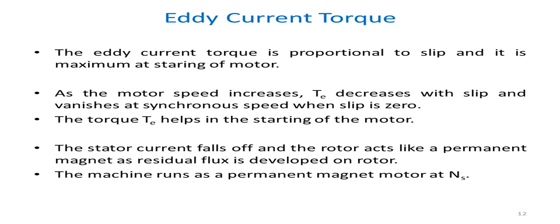The stator current falls off and the rotor acts like a permanent magnet as residual flux is developed on the rotor. The machine runs as a permanent magnet motor at synchronous speed. So because of the large size rectangular shape BH curve or hysteresis loop of the magnetic material of the rotor, the residual flux persists there, so it becomes like a permanent magnet.